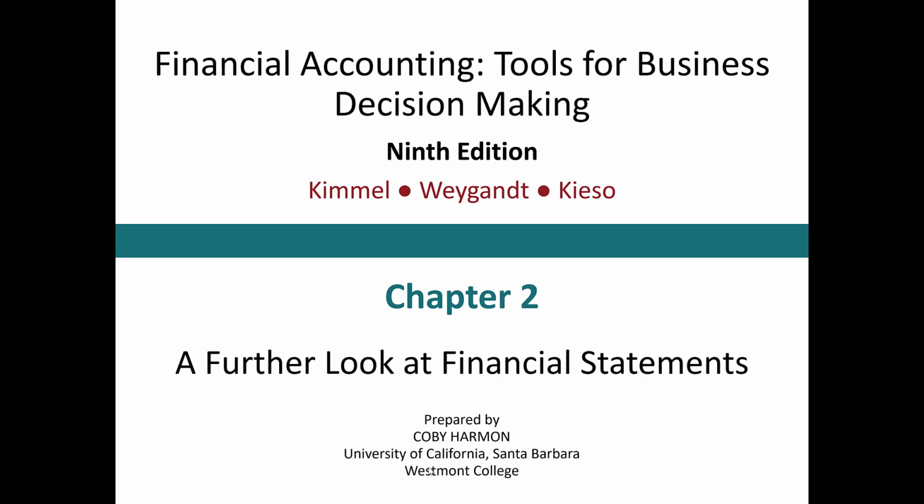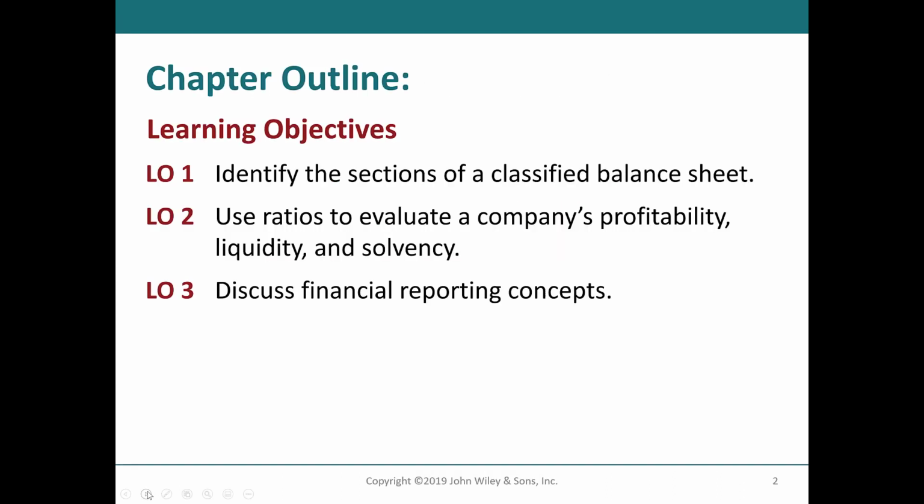PowerPoint. All right, so today we're going to go into chapter 2, a further look at the financial statement. We have three major objectives for this lesson. We're going to identify the sections of the balance sheet. We're going to use ratios to evaluate a company's profitability, liquidity, and solvency. And then we'll discuss financial reporting concepts. So it's a little bit light, okay?